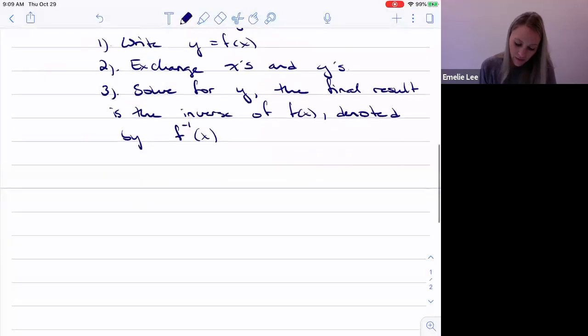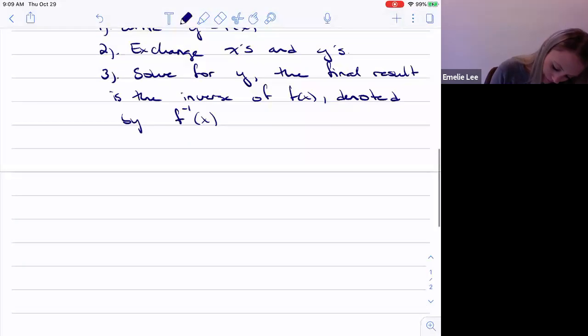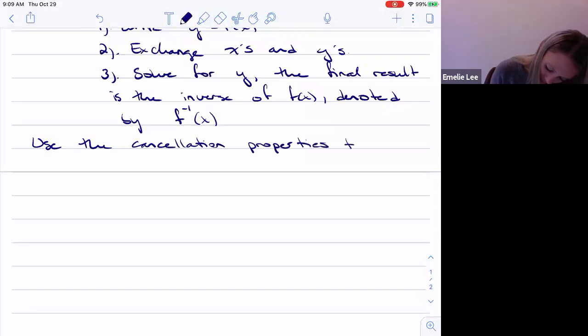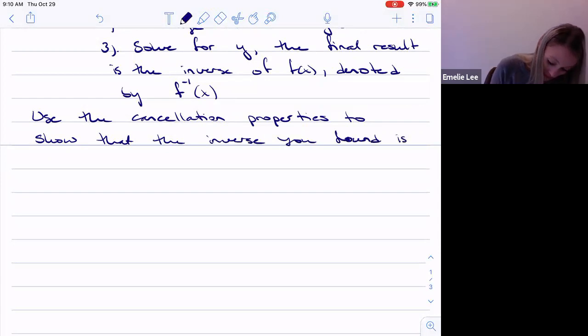And then we confirm that this is the inverse by the cancellation properties. Use the cancellation properties to show that the inverse you found is indeed the inverse.